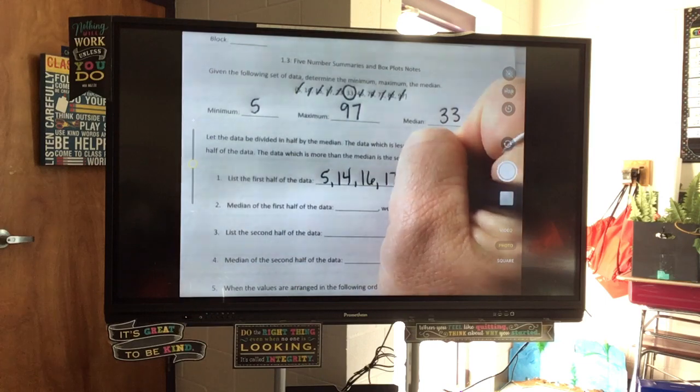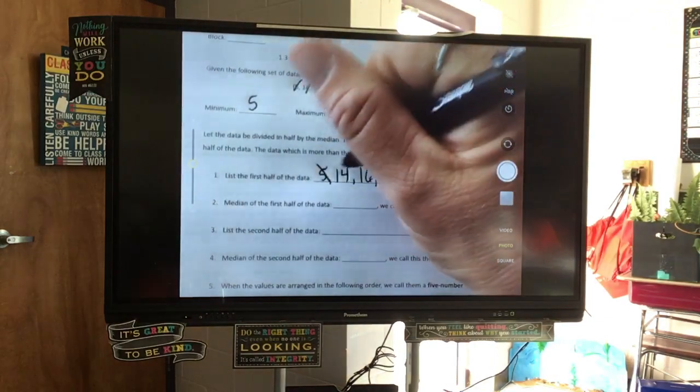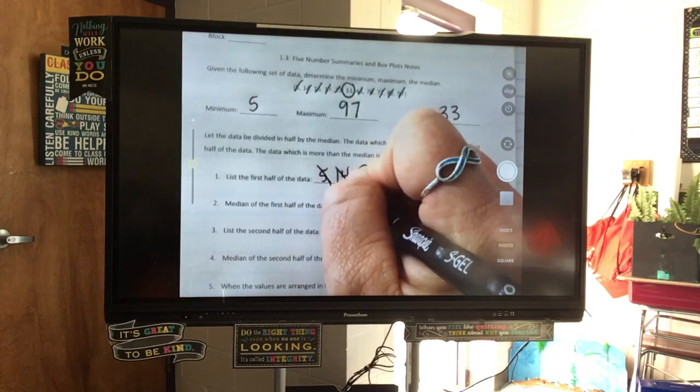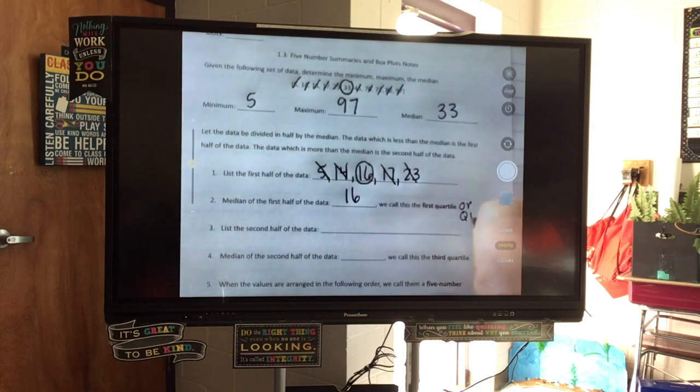5, 14, 16, 17, and 83. Okay, then it says the median of the first half of the data. So essentially I'm just going to cross off, cross off, cross off, cross off, and I get 16. So 16 is my median of the first half of the data, and this is our first quartile, or our Q1.